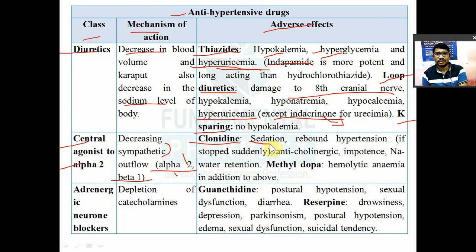It causes sedation, it will make you sleepy. Then rebound hypertension if this clonidine is stopped suddenly. If your clonidine treatment is ongoing and you suddenly stop it, due to sudden stoppage of clonidine, you will get a rebound hypertension. So that's why, and it also results in clonidine withdrawal symptoms.